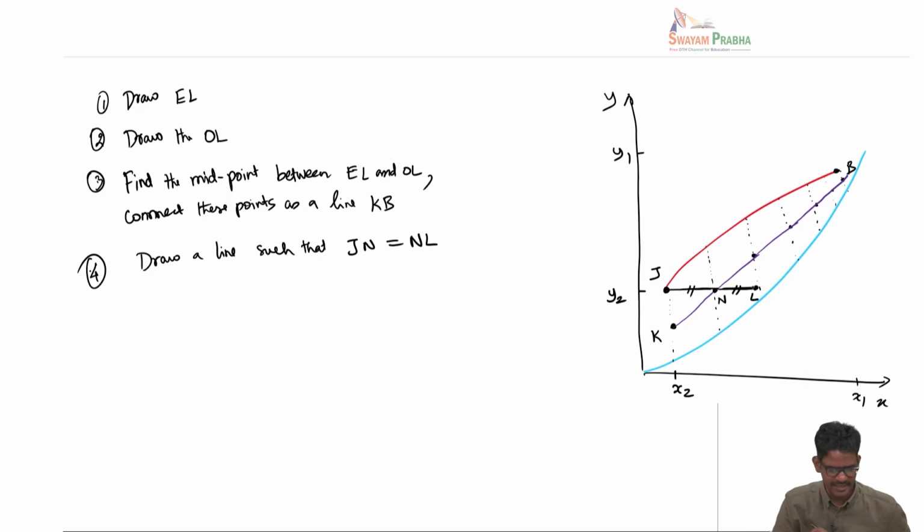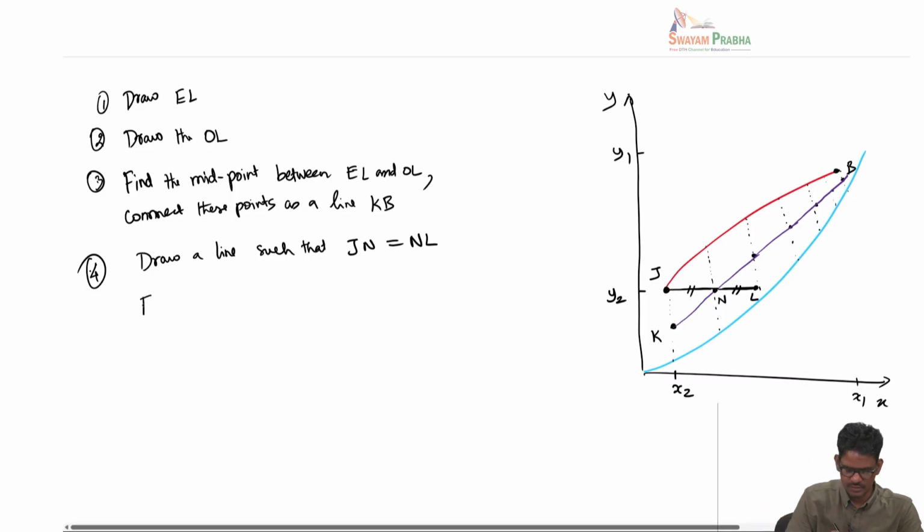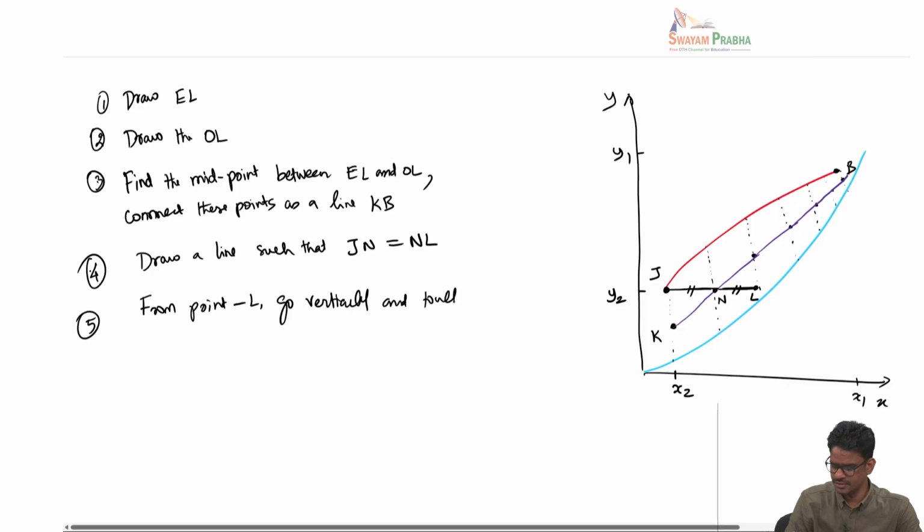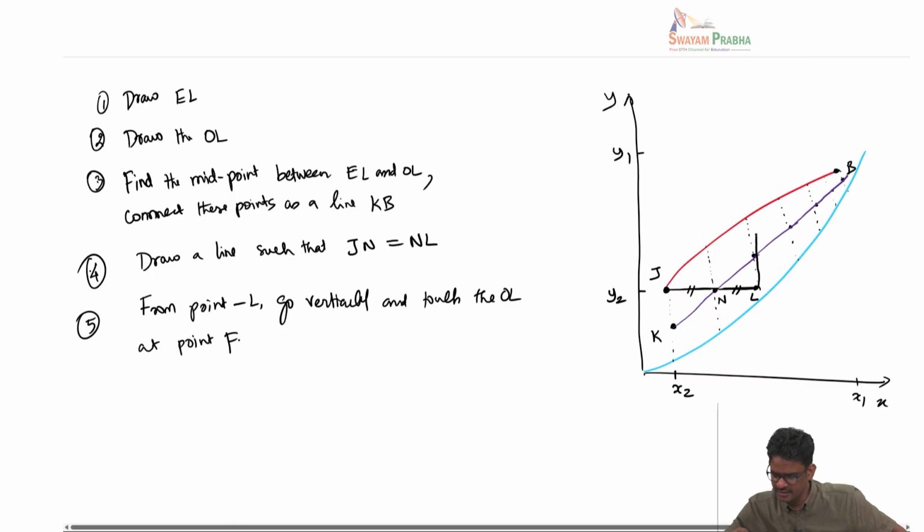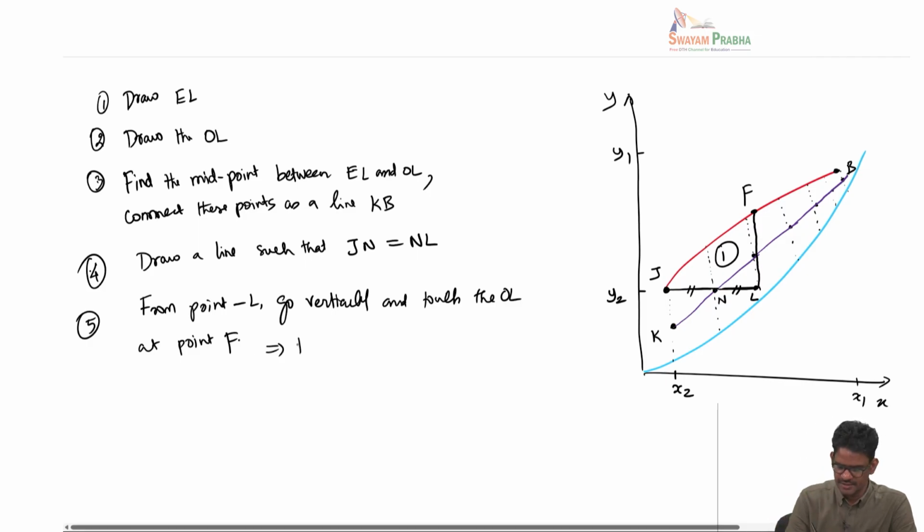Okay, so from point L, go vertically and touch the operating line at point F. So that means I am going to go vertically here and I reach point F. This is one step, and this is called the first transfer unit. Here the step JLF is one transfer unit.